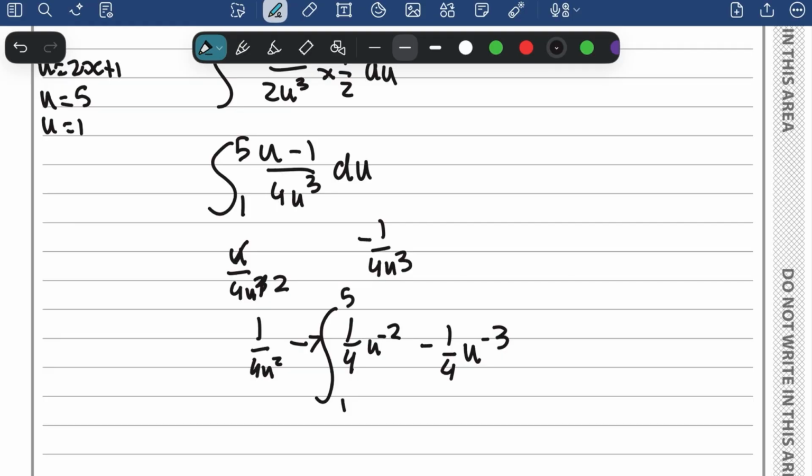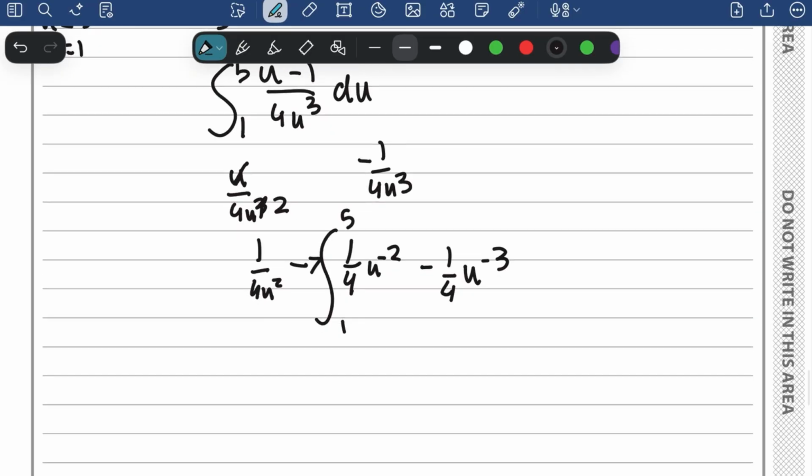So adding 1 to the power, minus 2 plus 1 is minus 1. A quarter divided by minus 1 is going to be minus a quarter u to the minus 1. And then minus 3 plus 1, minus a quarter divided by that is going to be 1 over 8 u to the minus 2. And then we just simplify the limits, right? So minus a quarter times 5 to the minus 1 plus 1 over 8 times 5 to the minus 2 is minus 9 over 200. So we get minus 9 over 200.